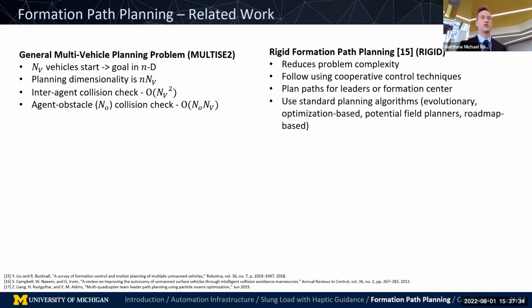This next one I'm going to be calling rigid. What you can do is rigid formation path planning. So if you instead say, hey, all these vehicles are going to be in a rigid formation, and I'm just going to plan a path for them, this will reduce the problem complexity. And you can use cooperative control techniques to actually maintain those formations such that you can guarantee safety under certain conditions. And then you just plan paths for either the leaders, the formation centers, or the geometry of the formation itself, using standard planning algorithms as shown.